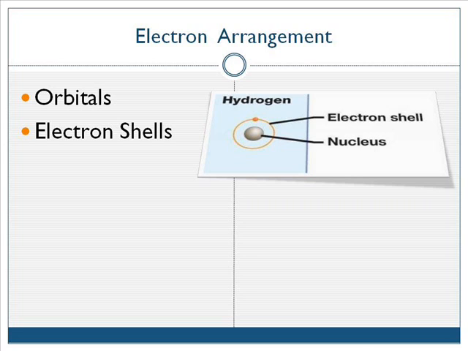Electrons are distributed around the nucleus in specific regions called orbitals. Those orbitals are then grouped into different levels called electron shells. Each orbital can hold 2 electrons. There are certain guidelines we can follow when determining how the electrons are arranged.